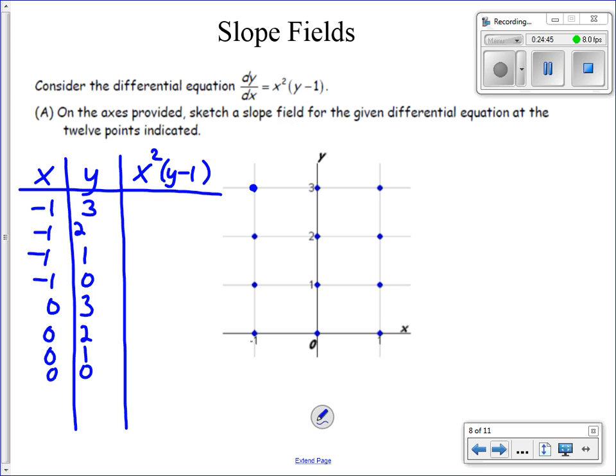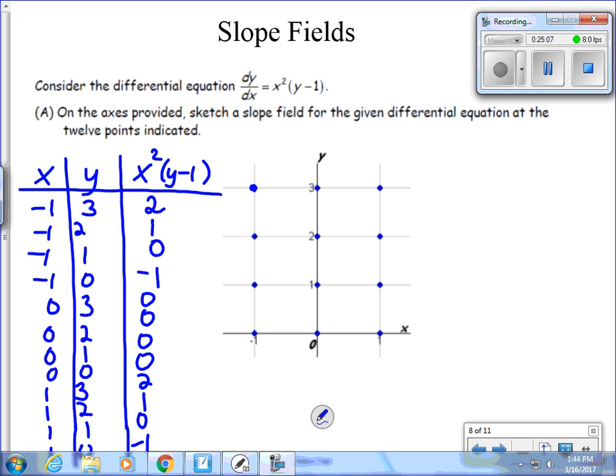And then we have 1, 3, 1, 2, 1, 1, 1, 0. Okay, so we're just taking these values and plugging them in. So I'm just going to shorten this video, pause it, fill that out, and then I'll come back. Okay, so I have taken all of our ordered pairs and plugged them into x squared times y minus 1, and I came up with all these slopes.